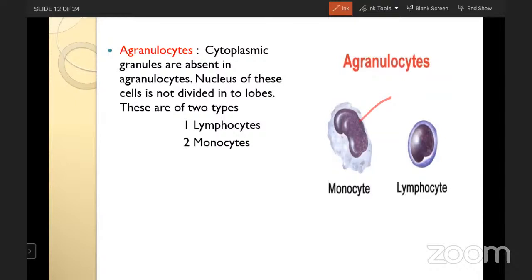These are of 2 types. One is the lymphocyte and the second one is the monocyte. Agranulocytes have no granules in the cytoplasm. The nucleus of these cells is not divided into lobes. And these are 2 types, lymphocyte and monocyte.